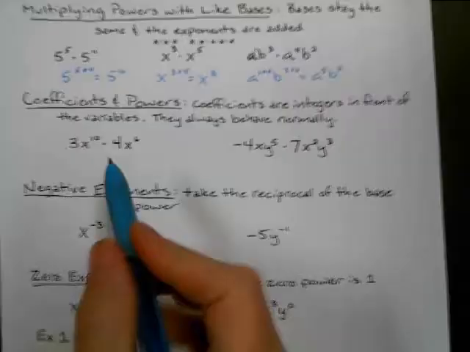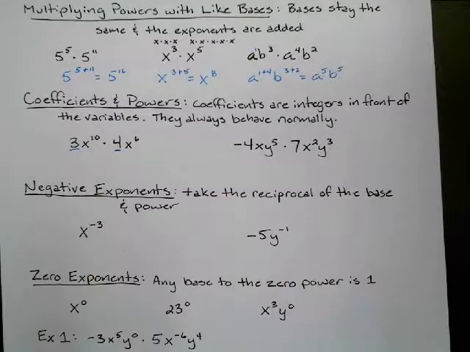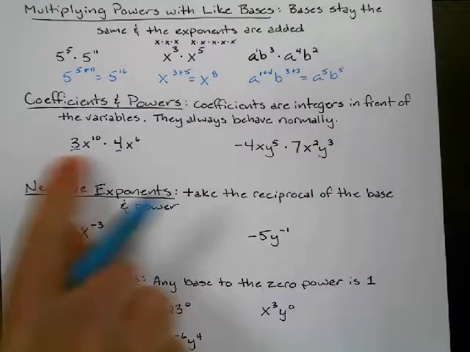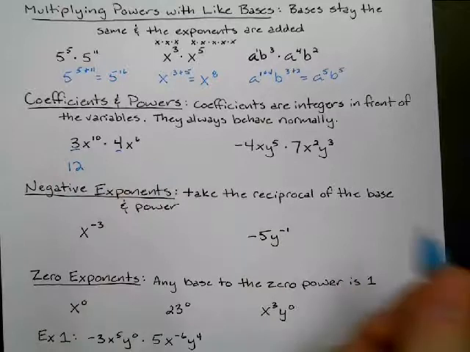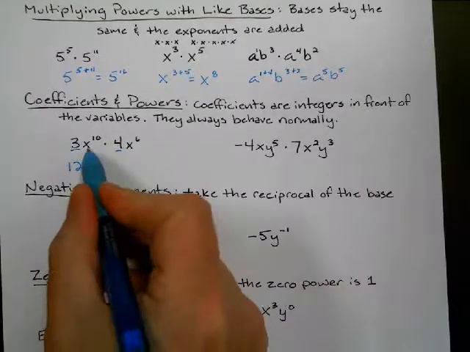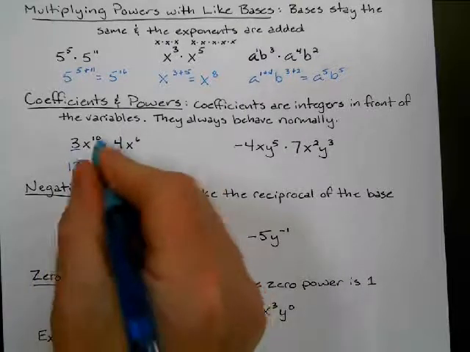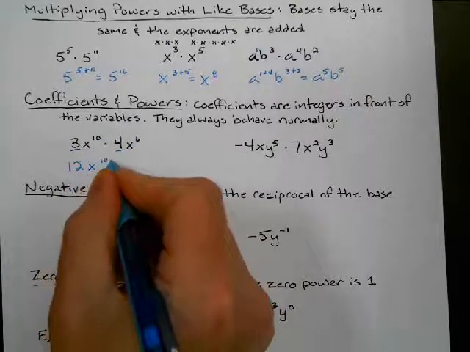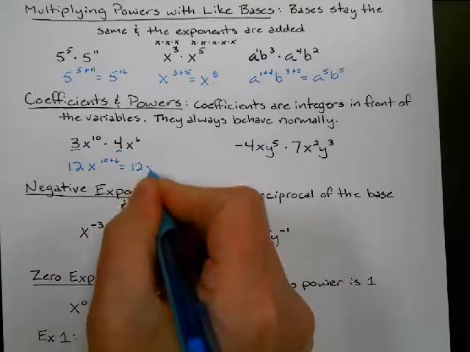So looking at this first one, my coefficients are 3 and 4. So what do I do with them? Well, they behave normally. So 3 times 4 is 12. And then my base is x. So bases stay the same, and we add the exponents. So I get 12x to the 16th.